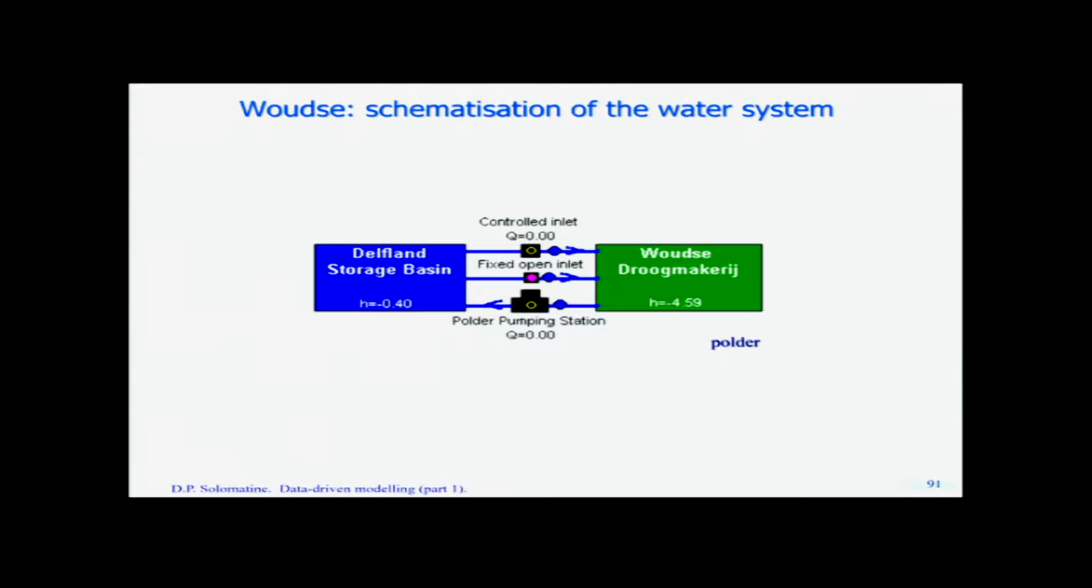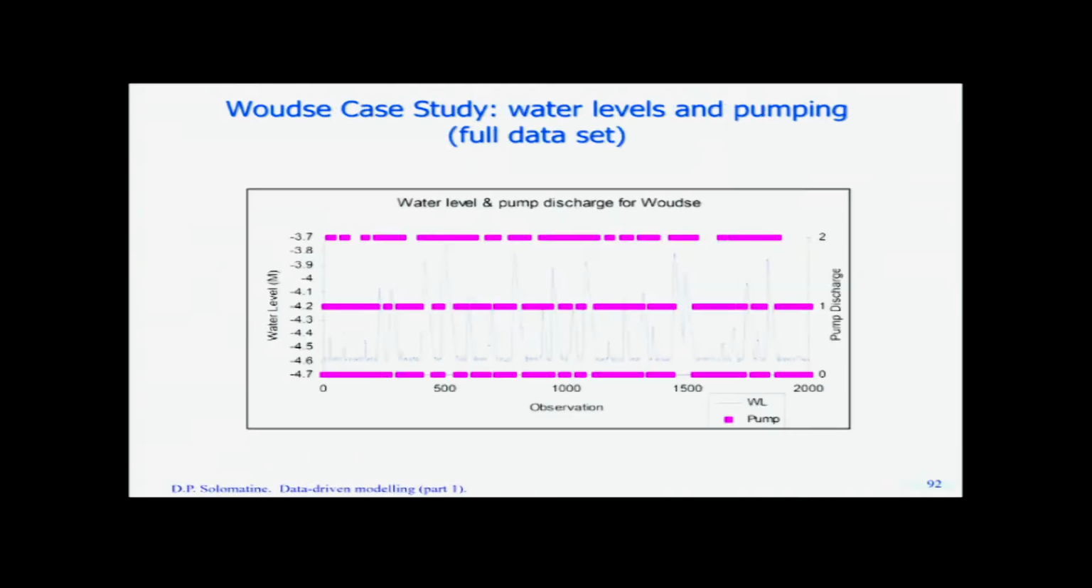Woudse-Droogmakerij. And this is the Delft storage basin. So there are pumps that pump water from this polder into the storage basin, and then water is pumped further to the ocean. So the water level here is shown. You see water level 4.6 meters below sea level, so it's minus.